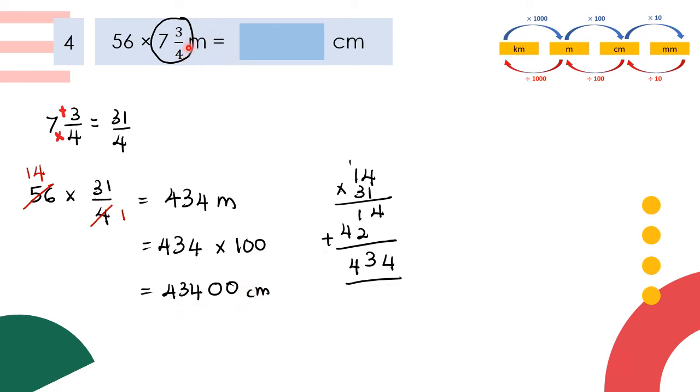Okay. Sebenarnya ada dua cara. Ini cara yang pertama. Nanti soalan seterusnya cikgu tunjuk cara yang kedua. Kalau ada mixed number, how to solve the question. Okay, next question. Read the question.